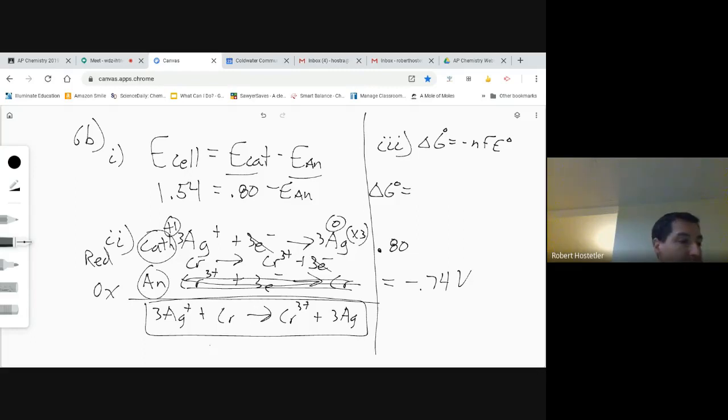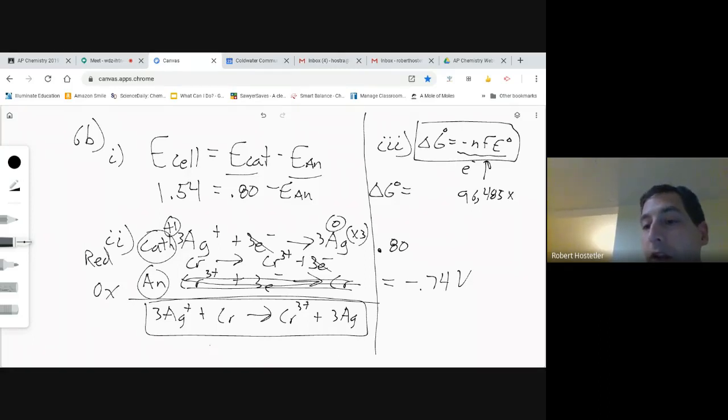All right, then in part 3, they want delta G for the reaction. If you look on your equation sheet, there's at least 3 delta G equations. The one you want for electrochem is always delta G equals negative nFE, where n is the number of moles of electrons. F is our buddy, the Faraday constant, 96,485 coulombs per mole of electrons. You don't have to remember that, just look it up on your chart.